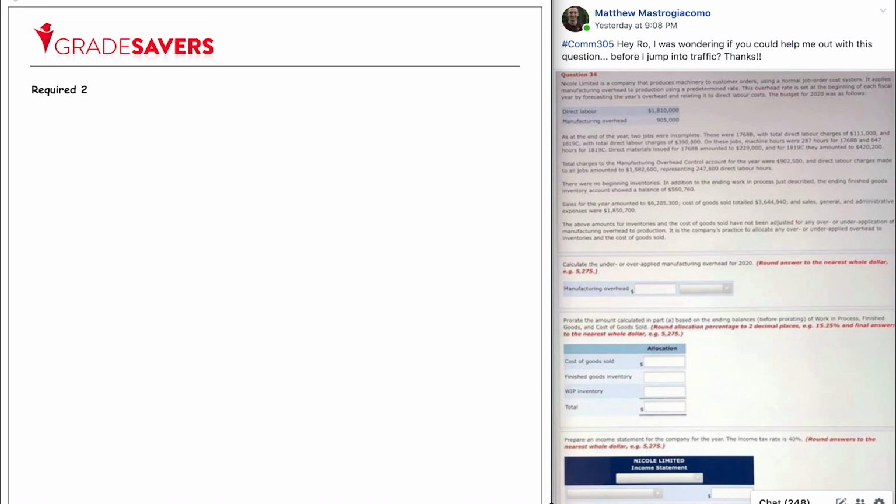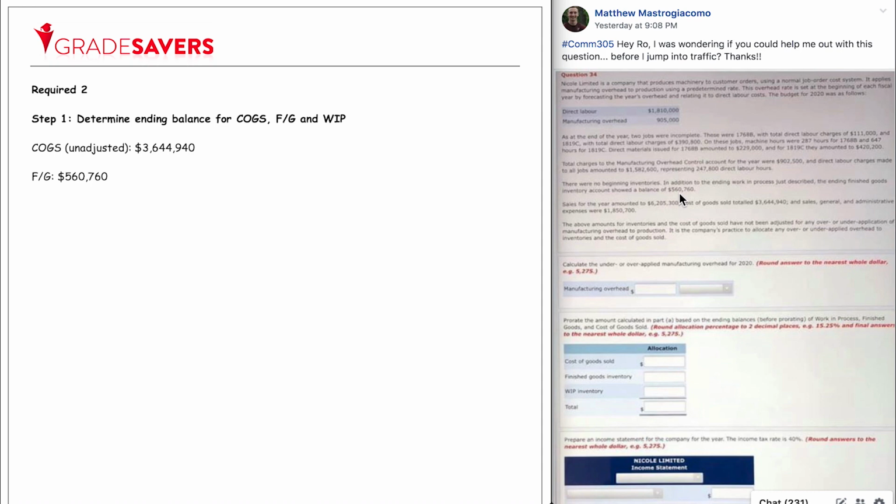What is pretty convenient in this example is that we're told what the ending balance is for our cost of goods sold. We're also offered the ending balance in finished goods. We simply have to calculate the ending balance for work in process inventory. So we can see that our cost of goods sold and finished goods are simply offered in the problem. The cost of goods sold is $3,644,940, and we can see that our finished goods are also offered. They happen to be $560,760. So that would be just the last sentence of the third to last paragraph of the problem. What we also want to determine is the ending balance in our work in process inventory.